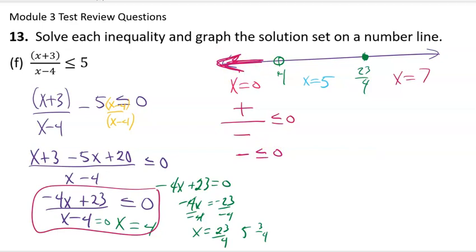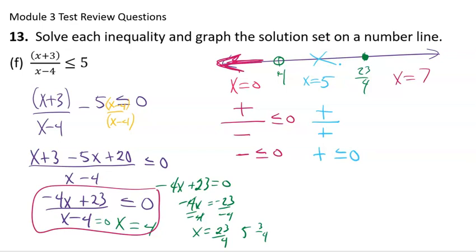Now I'm going to check 5. Okay, so 5 plugged into the numerator. Negative 4 times 5 is negative 20. Negative 20 plus 23 is 3. That's a positive number. But 5 in the denominator, 5 minus 4, hey, that's also positive. Positive divided by a positive is a positive. Is that less than or equal to 0? No, it's not. So I'm not going to shade that in.